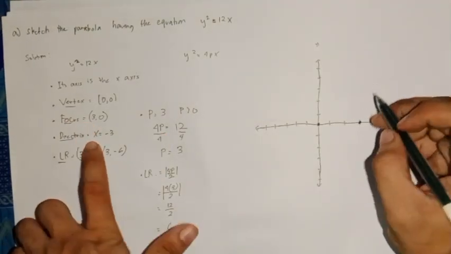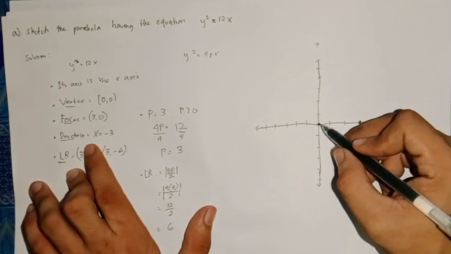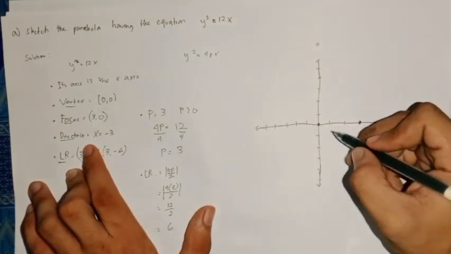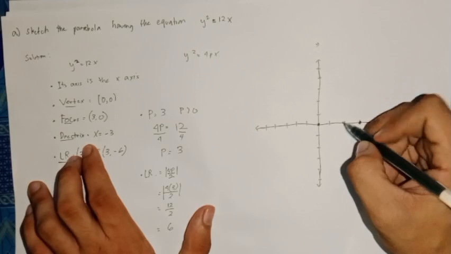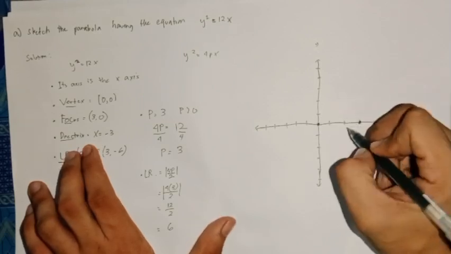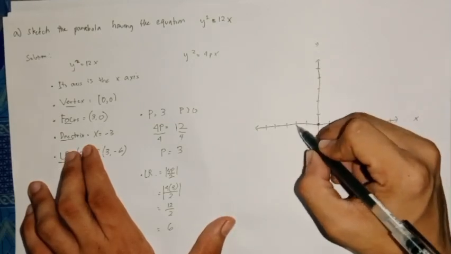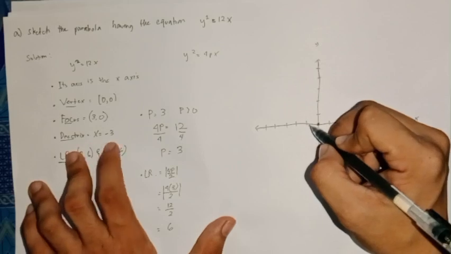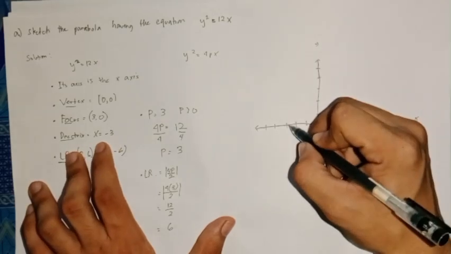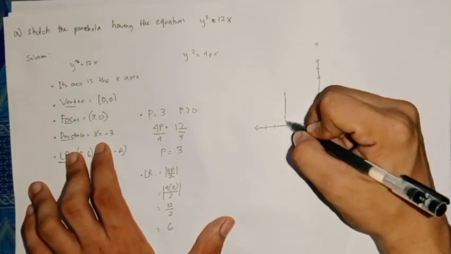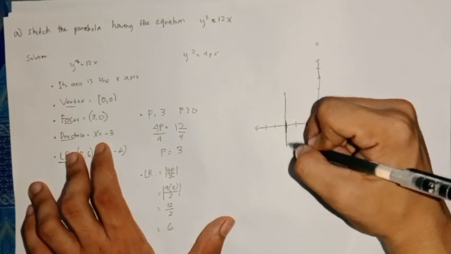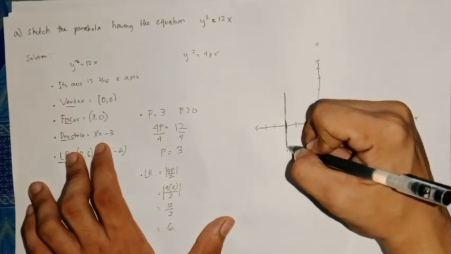Next is the directrix. The vertex is equidistant from the focus and the directrix. Since we have 3 here, we also move 3 here. So x is equal to negative 3. So this is now our directrix: x is equal to negative 3.